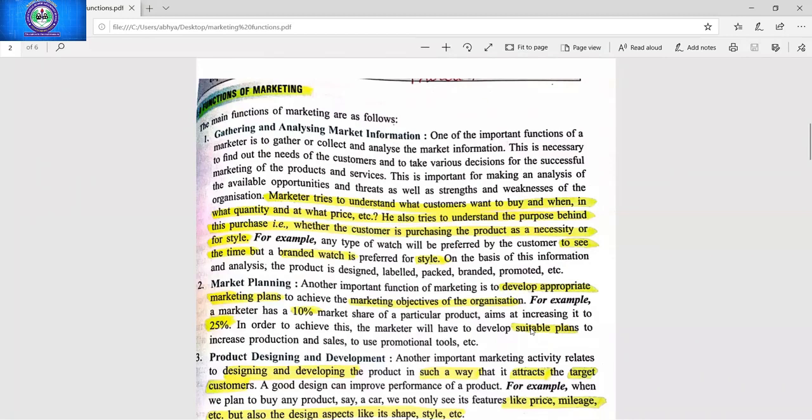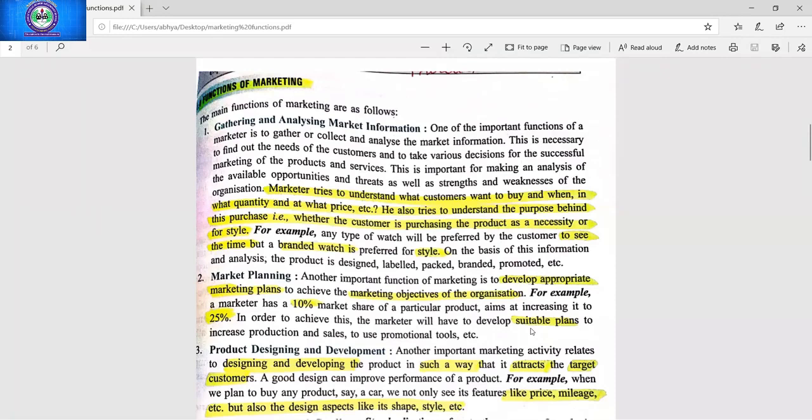Okay. So now the functions of marketing, what functions are performed by a marketer? What are the functions which a marketer does? So the main functions of marketing are as follows.